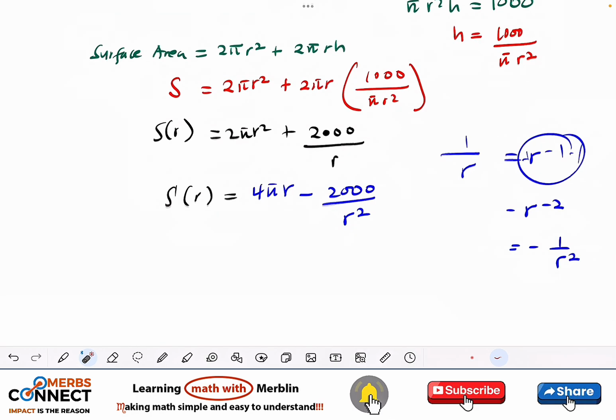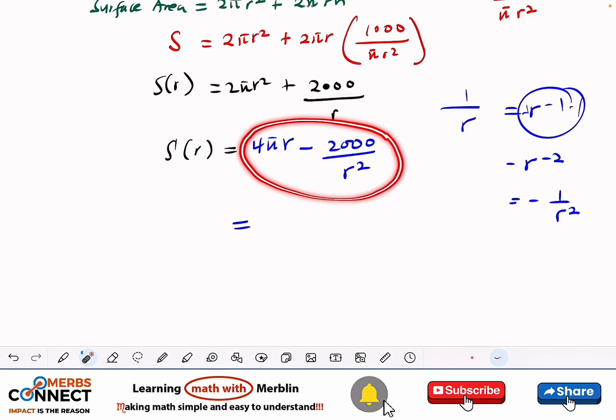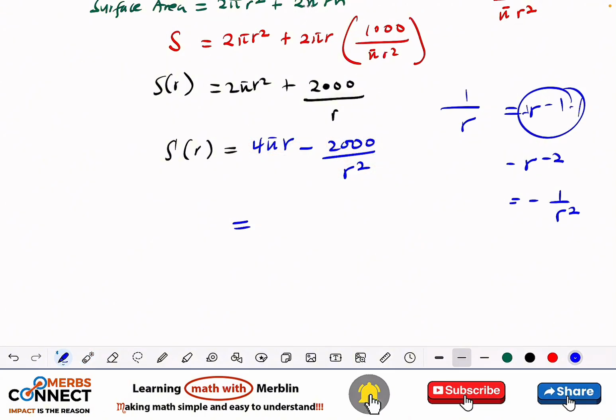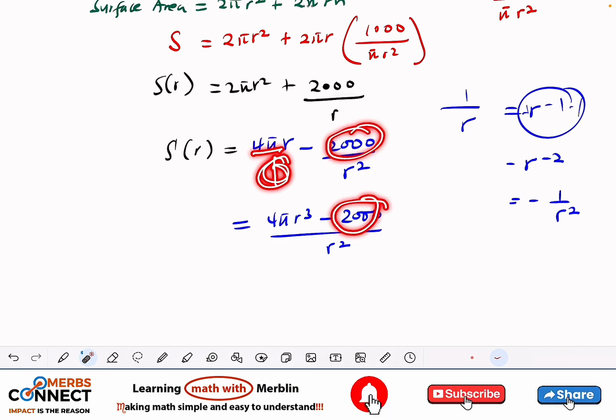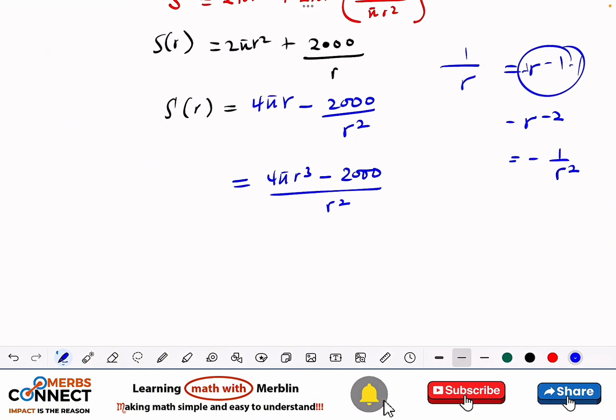So what we need to do is find the critical values. But for us to do that, we need to simplify this. So this is basically divided by 1. So this times this minus this times this, divided by this times that. So this is going to give us 4 pi r cubed minus 2000 divided by r squared, right? So first rule, this times this will give us this. Then the 1 which is divided by this will multiply this, and the 1 times this will be this.